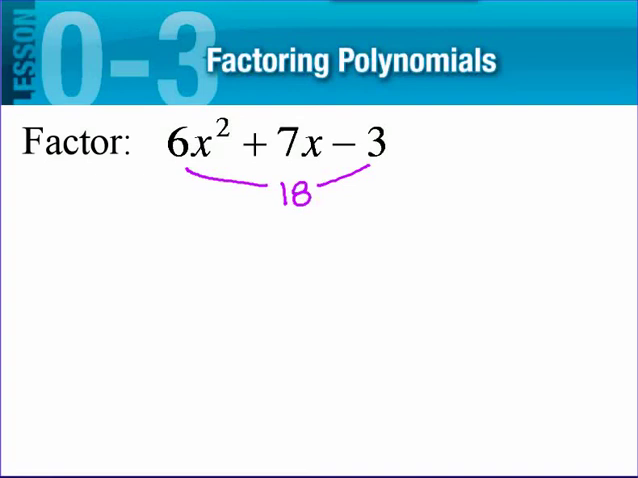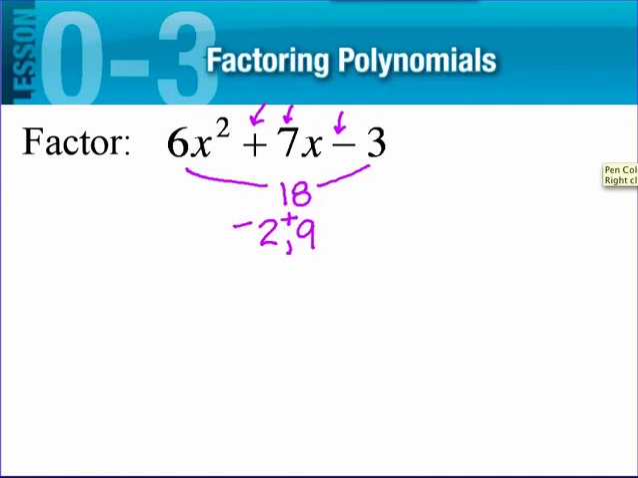So 2 factors of 18 that differ by 7. What are those? 2 factors of 18 that differ by 7. 2 and 9. So now I need to figure out how do I get a positive 7 from 2 and 9. Positive 9, negative 2.